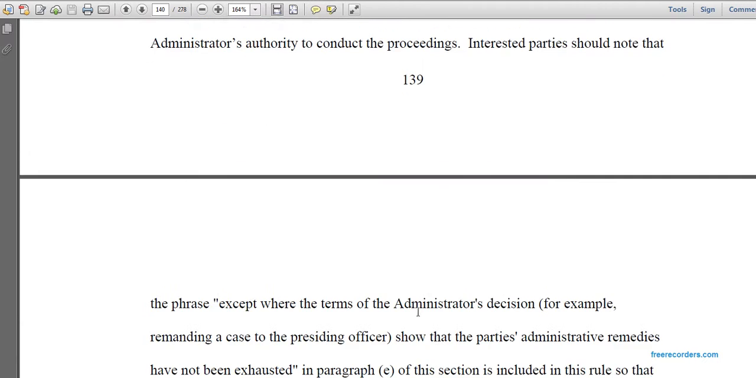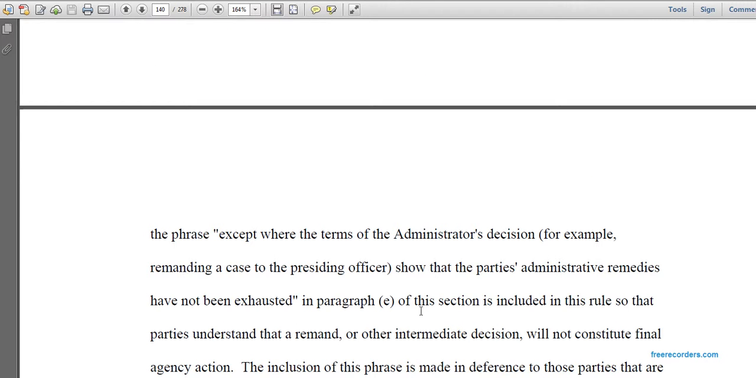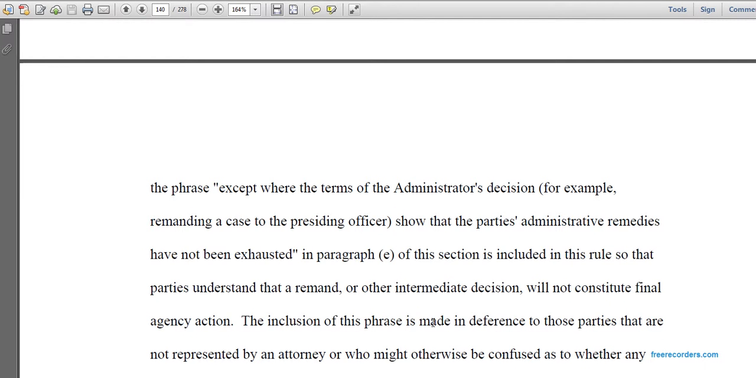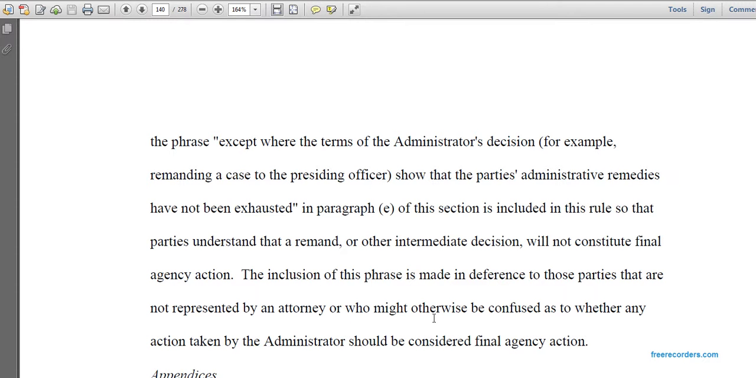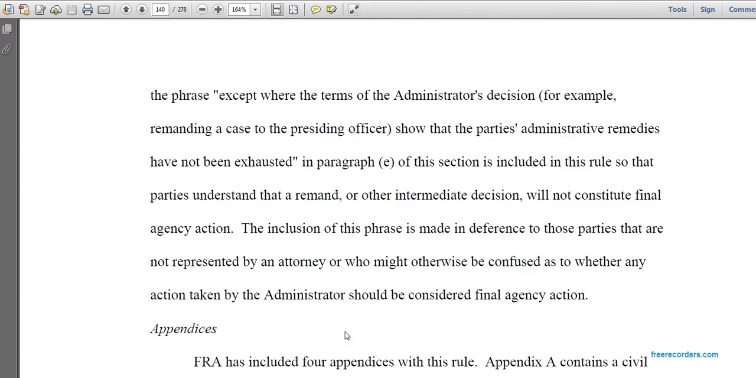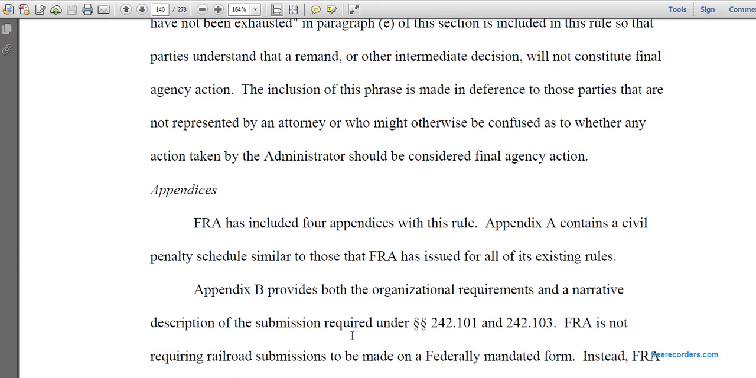Interested parties should note the phrase except for the terms of administrative decision, for example, the remanding of a case by the presiding officer shows the party's administrative remedies have not been exhausted. In paragraph E, the section includes the rules of the party's understanding that the remand and the intermediate decision will not constitute final agency action. The inclusion of the phrase is for the difference in the parties that are not represented by an attorney, who might be confused as to whether any of the actions of the administrator should be considered final agency action. Appendixes.